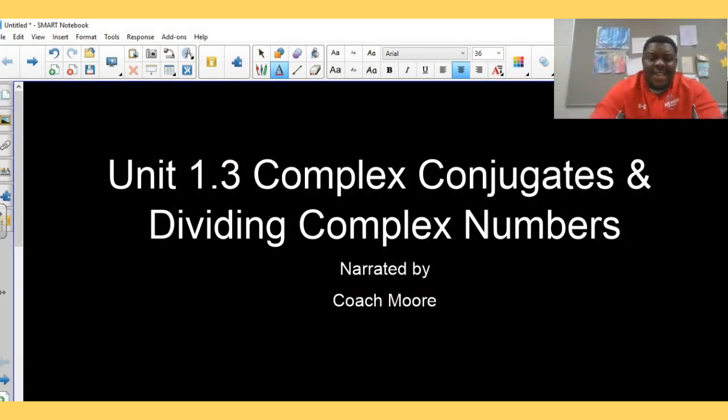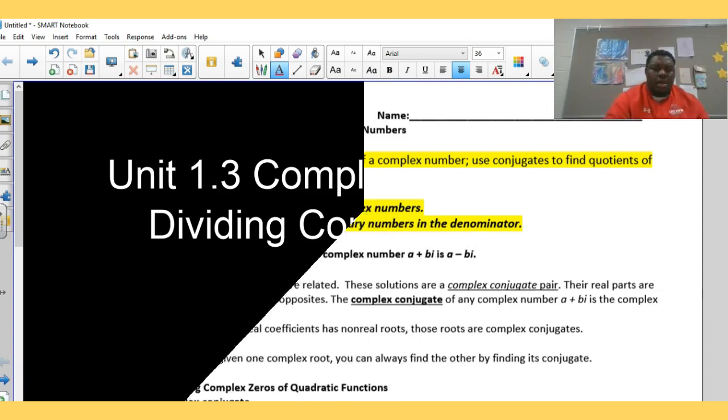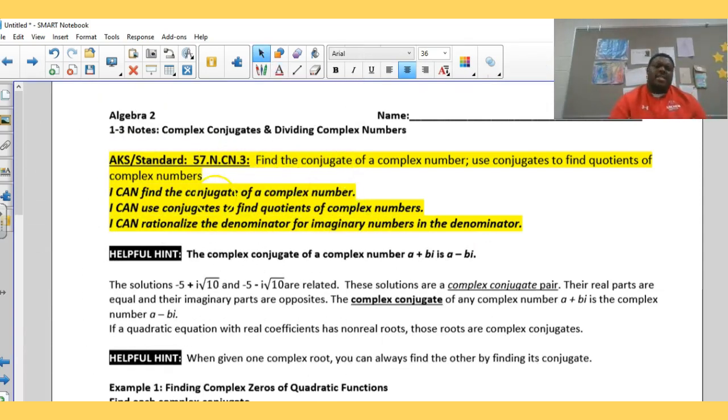Hey, this is 1.3, complex conjugates and dividing complex numbers. All right, let's go and get started. A couple things we have to address are our I can statements for today. I can find a conjugate of a complex number. We'll talk about what a conjugate is in a second. I can use a conjugate to find a quotient of complex numbers. We're going to talk about that. And I can rationalize the denominator of imaginary numbers in the denominator.